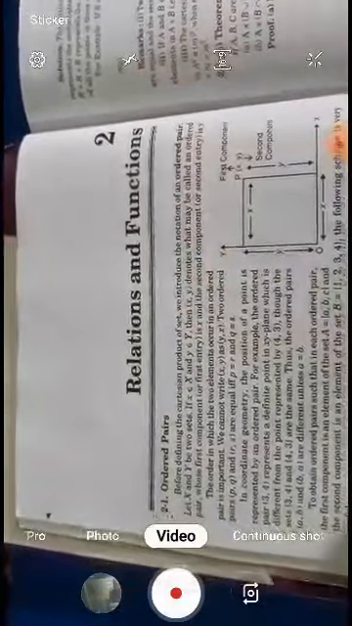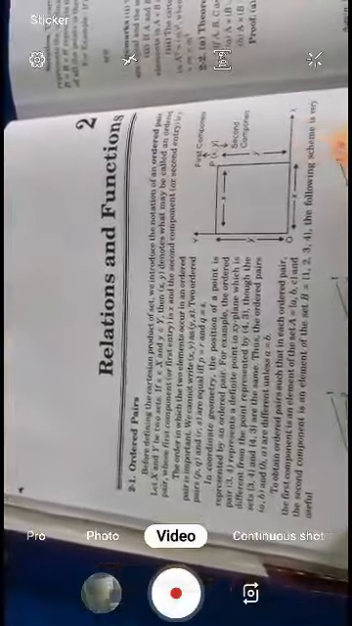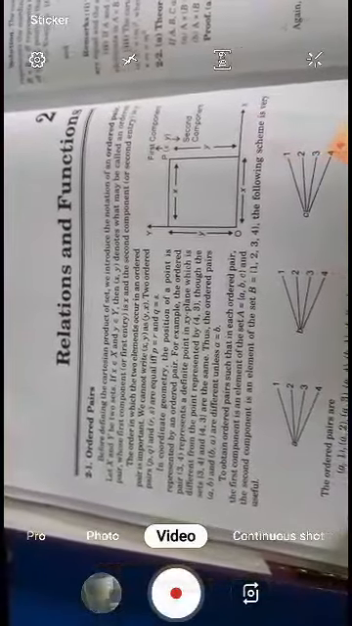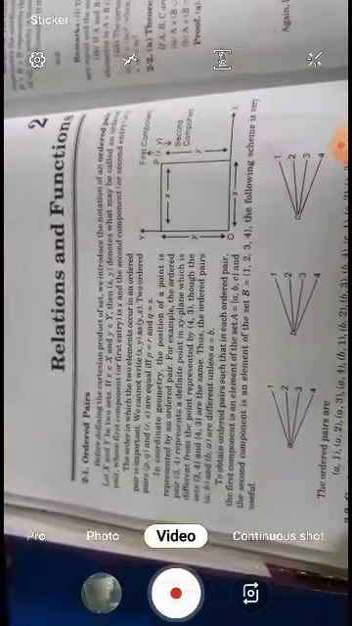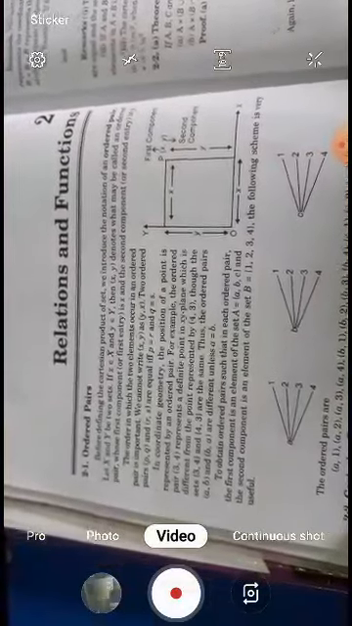Let us start. What is relation and function? Firstly, we have to understand the Cartesian product. Okay, what is the Cartesian product? I am telling about the Cartesian product of sets.